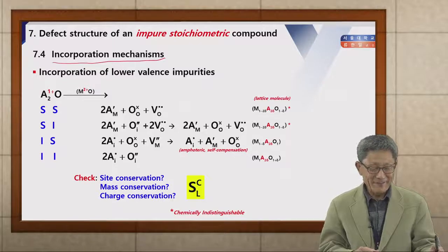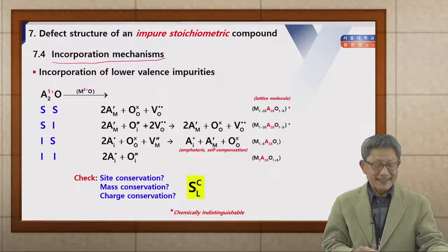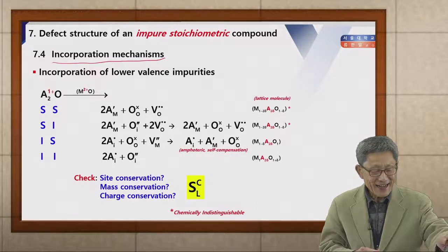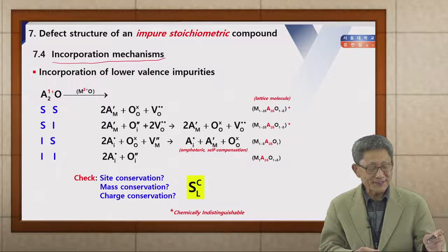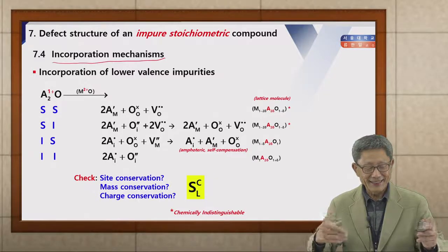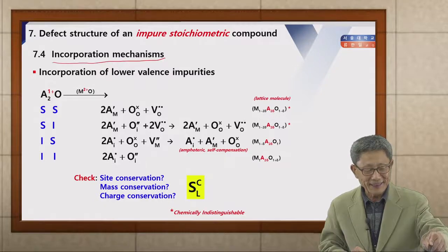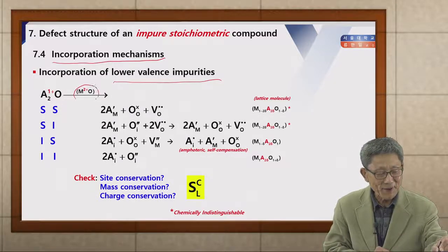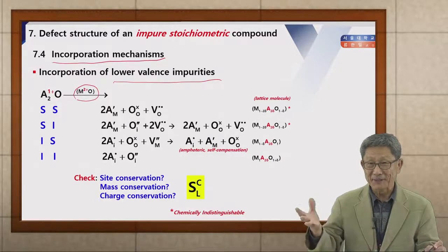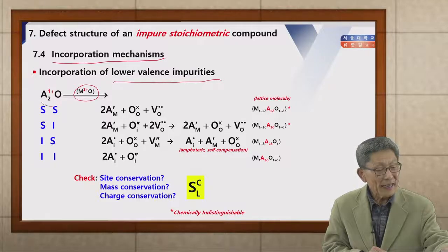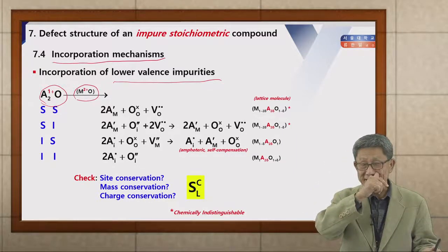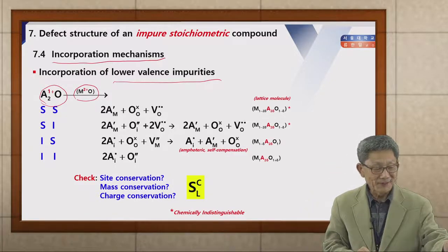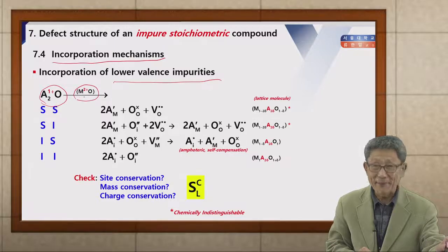This is quite important. Let us analyze how these impurities go into our host lattice. First, we will deal with the lower valence impurities and then higher valence impurities. Our host lattice is here MO, a divalent oxide, for example MgO. Now suppose that A2O is dissolved into our host lattice MO. In this case, obviously, the cation A has the valence state of +1. One real example may be K2O into MgO.